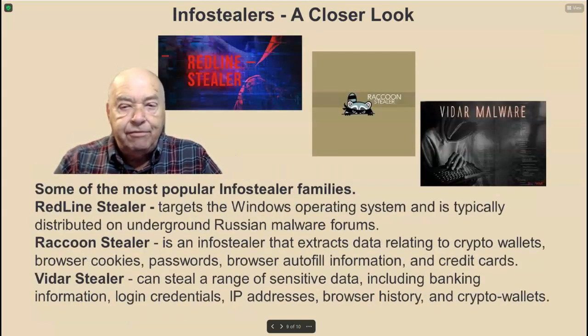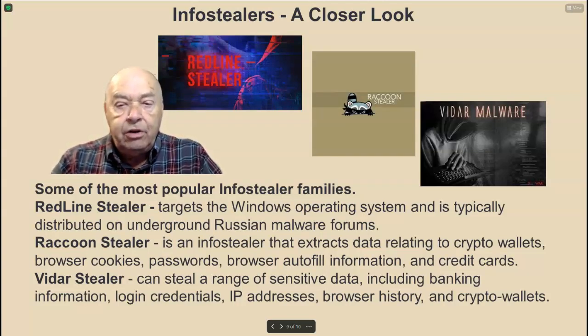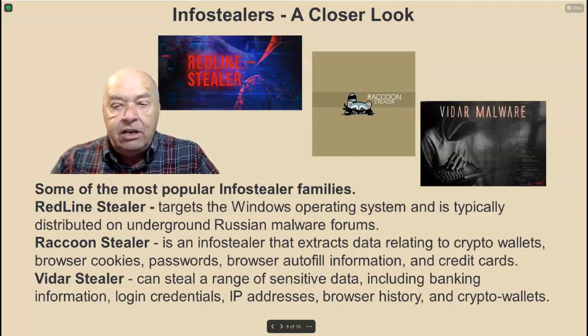Some of the most popular infostealer families include Redline Stealer, which targets the Windows operating system and is typically distributed on underground Russian malware forums. Raccoon Stealer is an infostealer that extracts data relating to crypto wallets, browser cookies, passwords, browser autofill information, and credit cards. Vidar Stealer can steal a range of sensitive data, including banking information, login credentials, IP addresses, browser history, and crypto wallets.